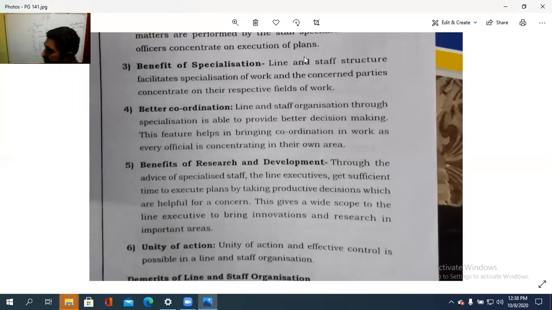Through the advice of a specialized staff, the line executive may get sufficient time to execute the plans ഓരോന്നും ഇത് ഇംപ്ലിമെന്റ് ചെയ്യാൻ വേണ്ടിയിട്ട്. ഓക്കെ, എക്സ്പെർട്ട് അഡ്വൈസർ അനുസരിച്ച് അത് ഇംപ്ലിമെന്റ് ചെയ്യാൻ വേണ്ടിയിട്ട് എന്ത് ചെയ്യുന്നു, എക്സിക്യൂട്ട് ദ പ്ലാൻസ് ബൈ ടേക്കിംഗ് പ്രൊഡക്റ്റീവ് ഡിസിഷൻ, നല്ല സ്റ്റേൺ ആയിട്ടുള്ള ഡിസിഷൻസ് എടുക്കുന്നു. So that need to achieve the objective, അതാണ് which are helpful for a concern to achieve the objective. This gives a wide scope to the line executive to bring the innovations and research in important areas.